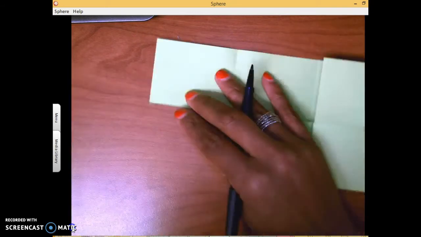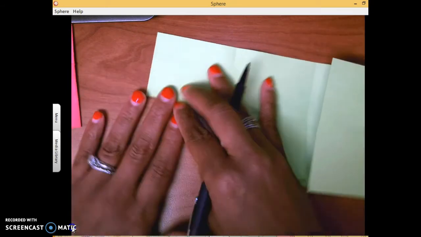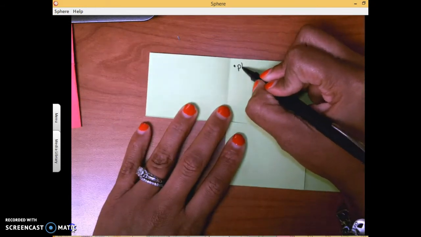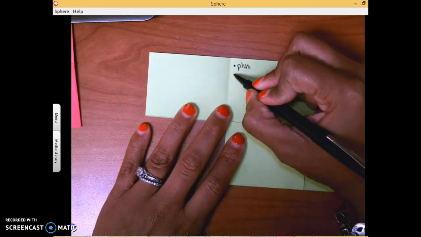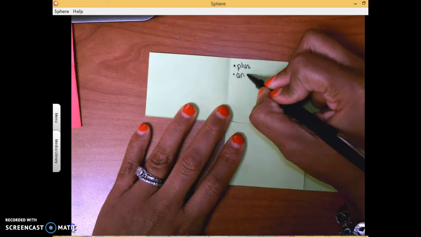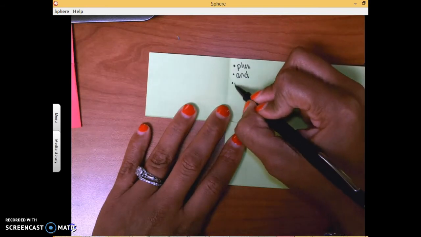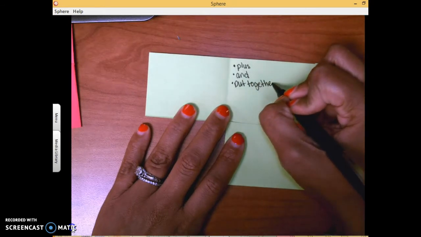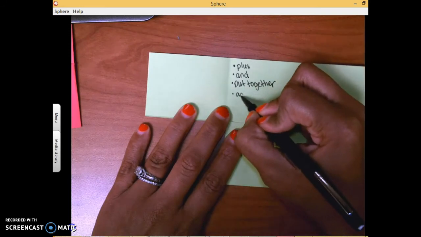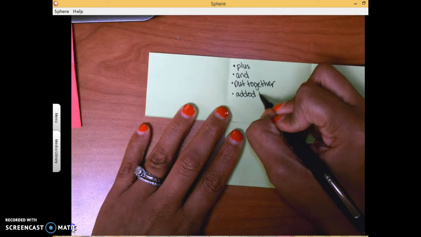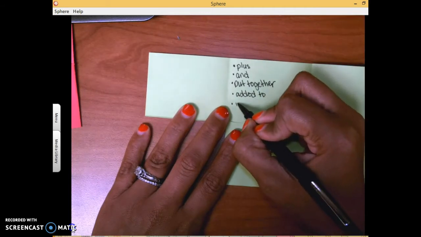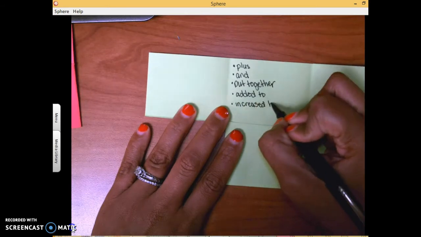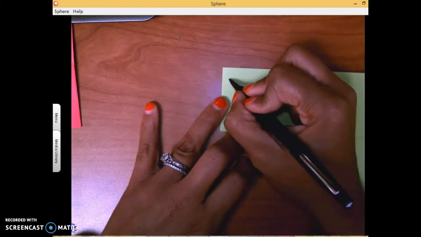So we'll start with addition. And we want to think about words that mean to add, that you would possibly see in a word problem. Okay? So what about plus? And? Put together? Added to? Increase by? And then one more I'm going to put on this side is more than.